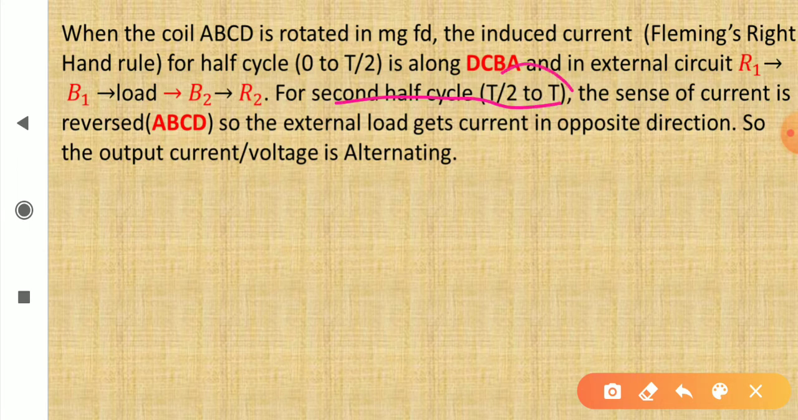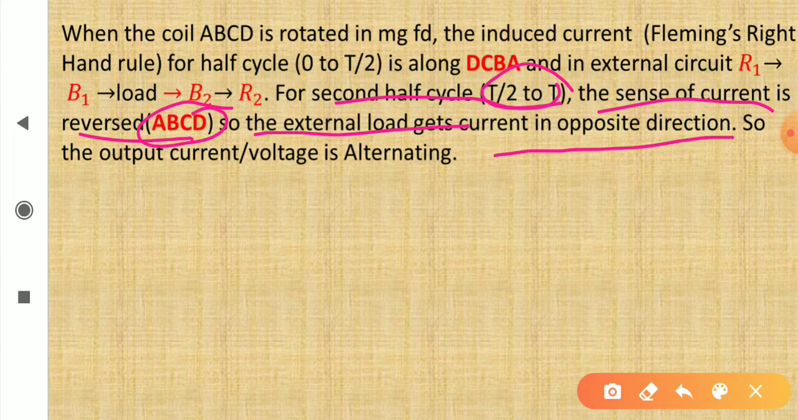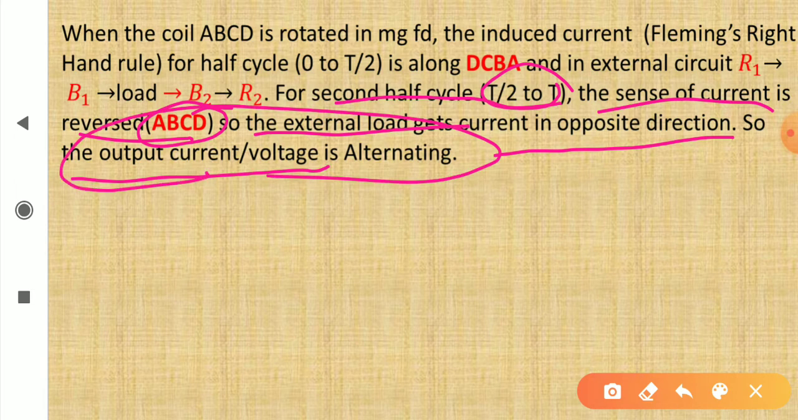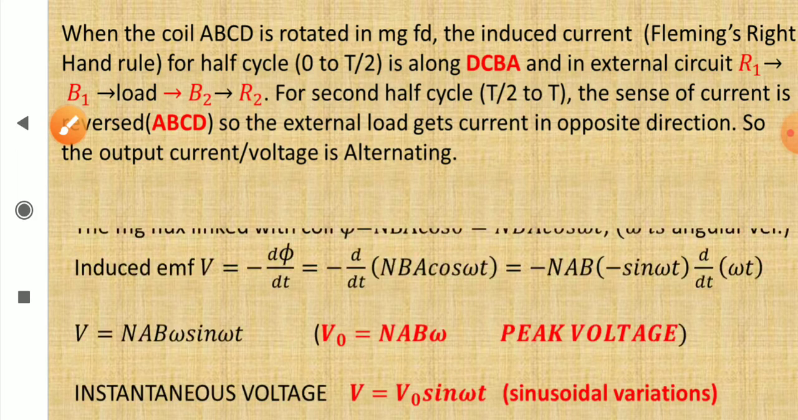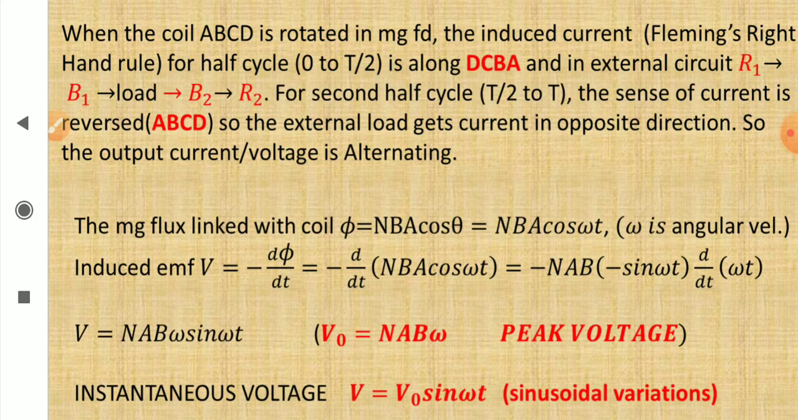For the second half cycle, that is T by 2 to T, the sense of current is reversed. It is now along ABCD in the coil, and in the external load also the direction is reversed. So the external load gets current in opposite direction, and the output current or voltage is alternating. That means it is changing its direction twice in one complete rotation, right? So this is a brief description of working, and now let us look at its mathematical part.